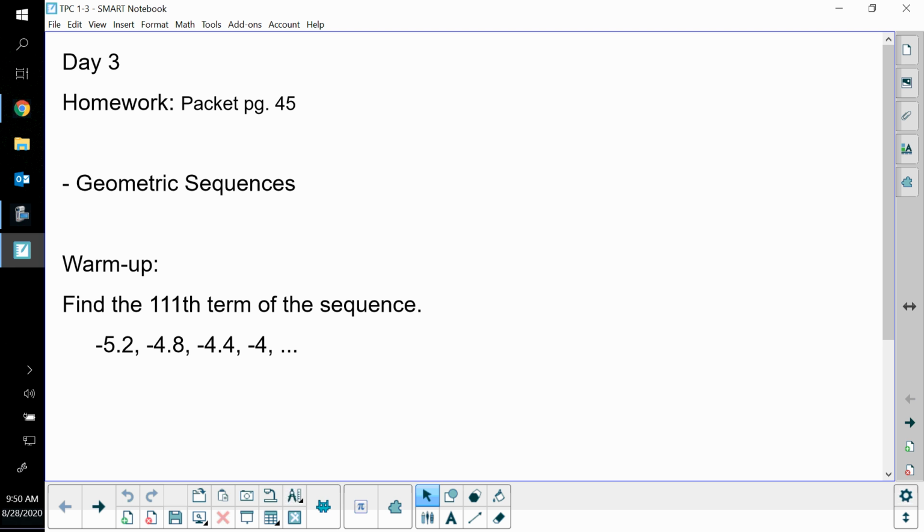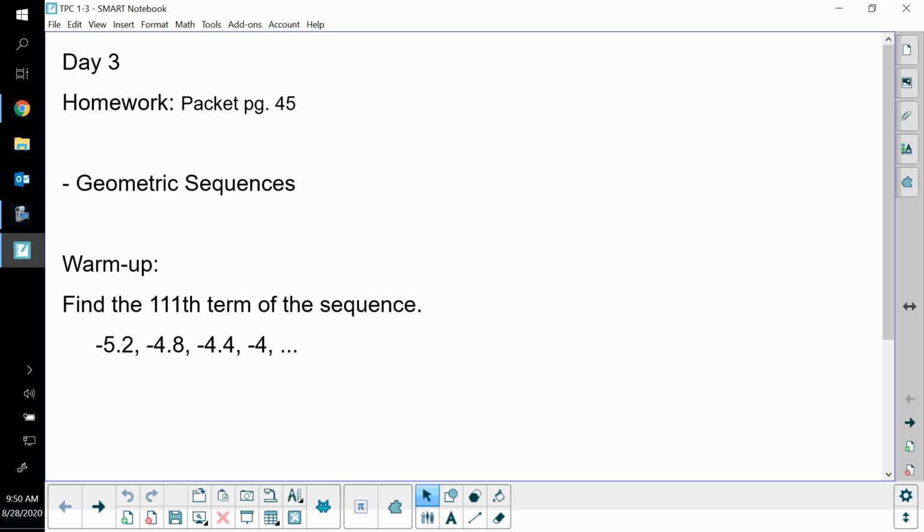Homework after this lesson will be packet page 45. Remember to take a picture of it and upload it to Schoology by 5 a.m. tomorrow morning. So do it right away when you're done with this. Do it later tonight. Don't leave it until the morning because it's due by 5 a.m.